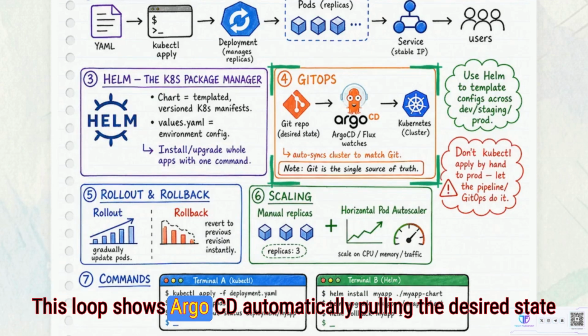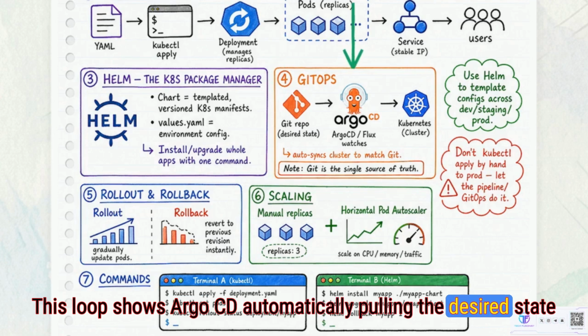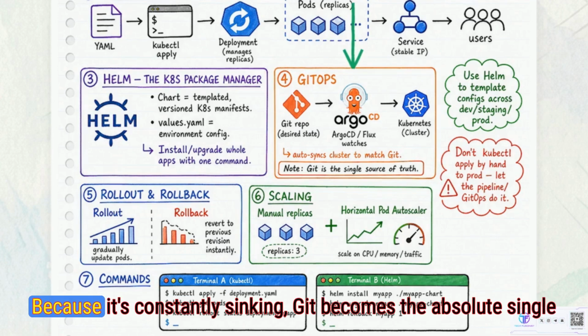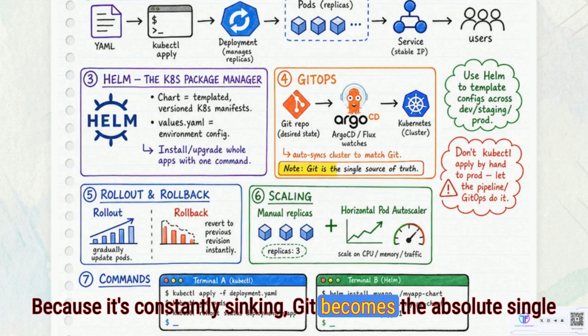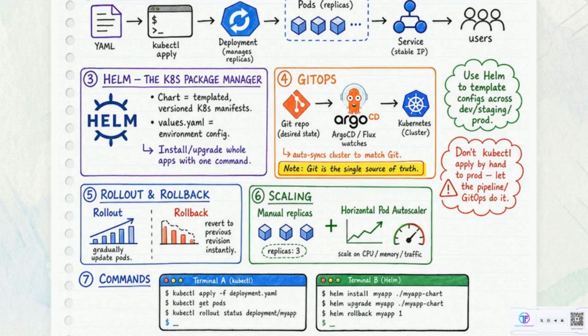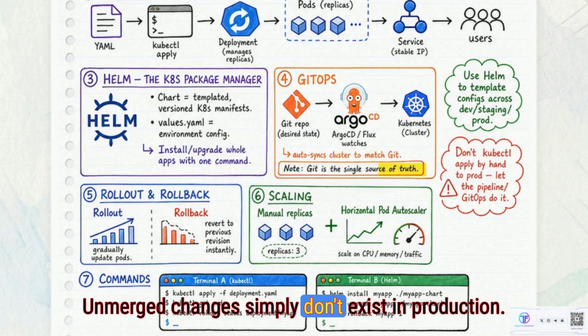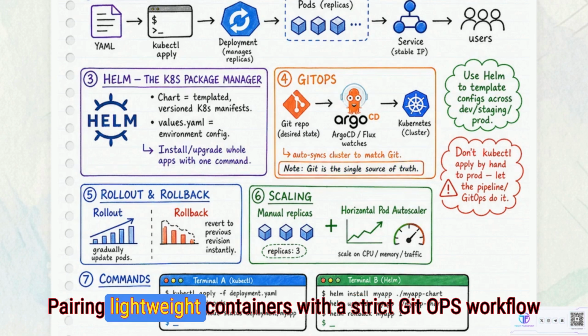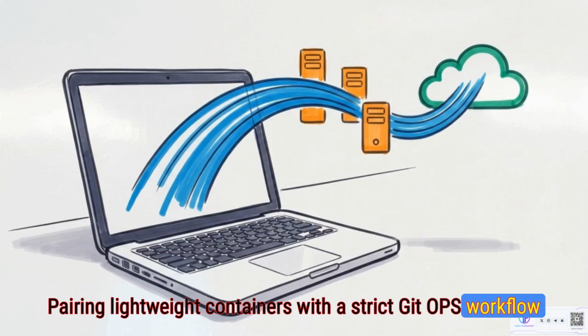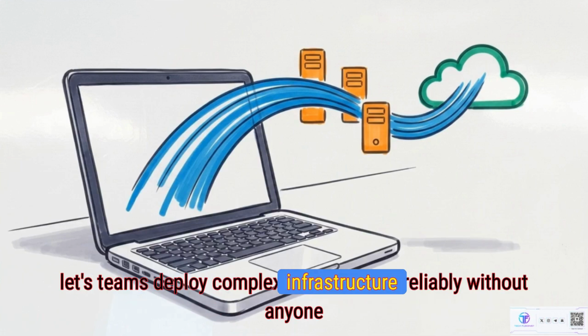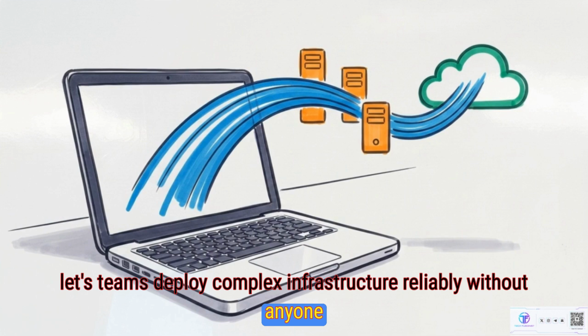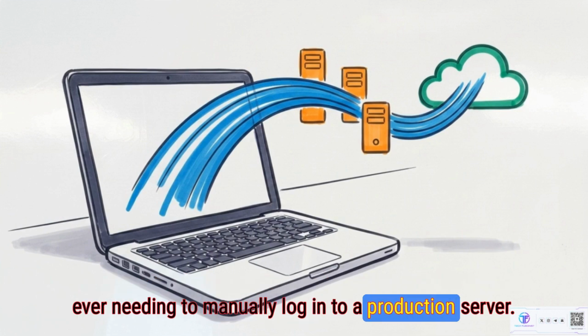This loop shows Argo CD automatically pulling the desired state from your repository. Because it's constantly syncing, Git becomes the absolute single source of truth. Unmerged changes simply don't exist in production. Pairing lightweight containers with a strict GitOps workflow lets teams deploy complex infrastructure reliably without anyone ever needing to manually log in to a production server.